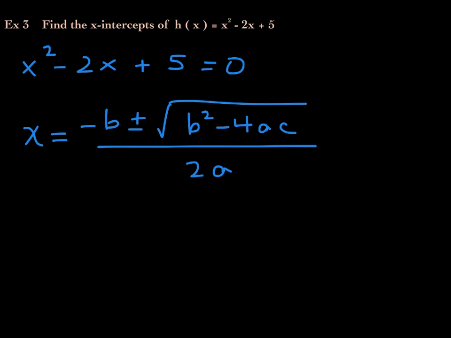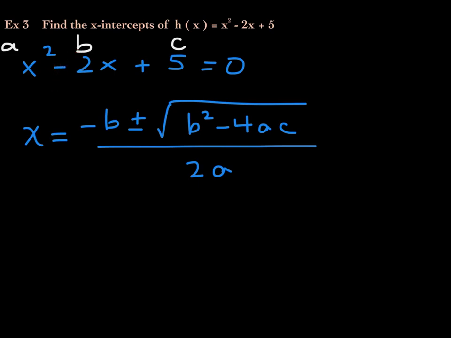Now, let's remember that a is your leading coefficient, which in this case is 1. b is the coefficient of your first degree term, which in this case is negative 2. And then c is positive 5. Be careful here. b is negative 2. b is not 2. b is negative 2.